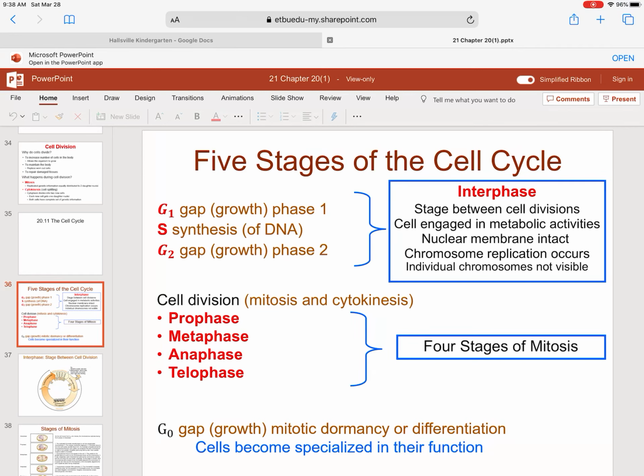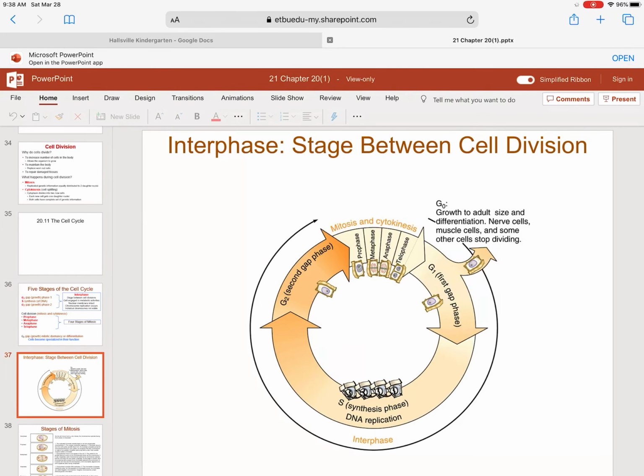And then you have the G0 gap growth, mitotic dormancy or differentiation. So cells become specialized in their function. This is where they become lung cells or kidney cells or skin or something else like that, where they become specialized.